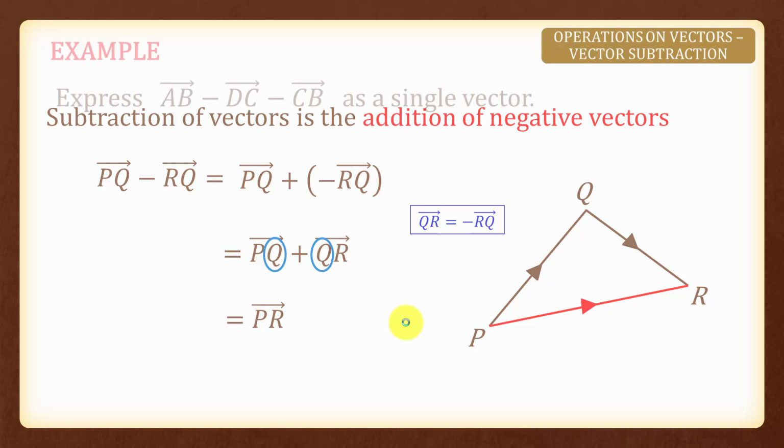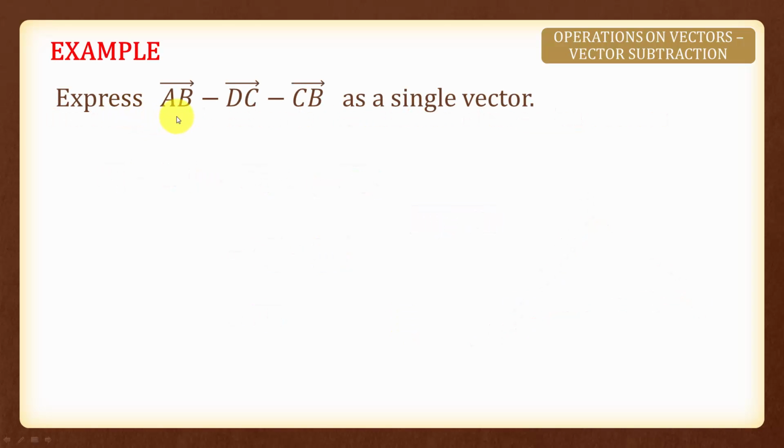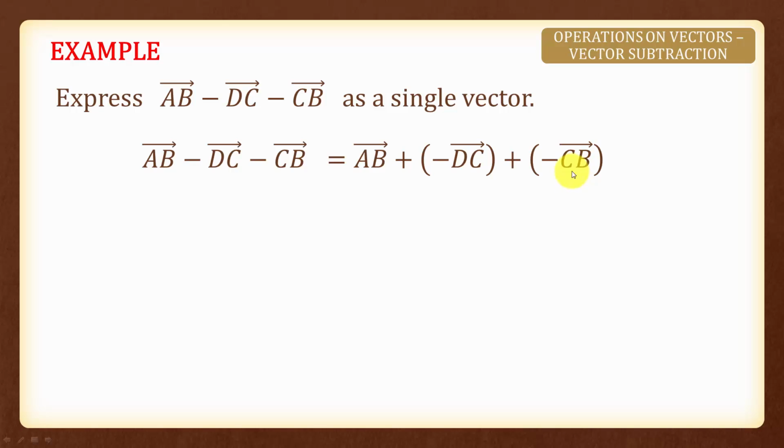In this example, we are asked to express vector AB minus vector DC minus vector CB as a single vector. We will change the subtraction of vectors into addition of negative vectors. Now, negative DC is equal to CD and negative CB is equal to BC. And we can rewrite the vectors in this way. Now, you notice that these two letters are not the same. Similarly for these two letters, and hence we cannot add the vectors directly.